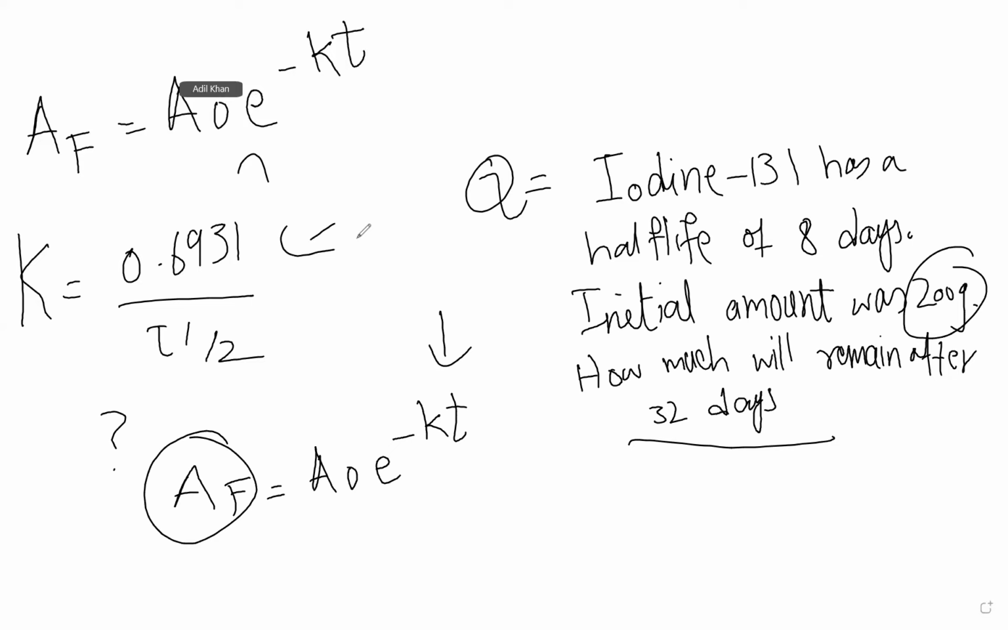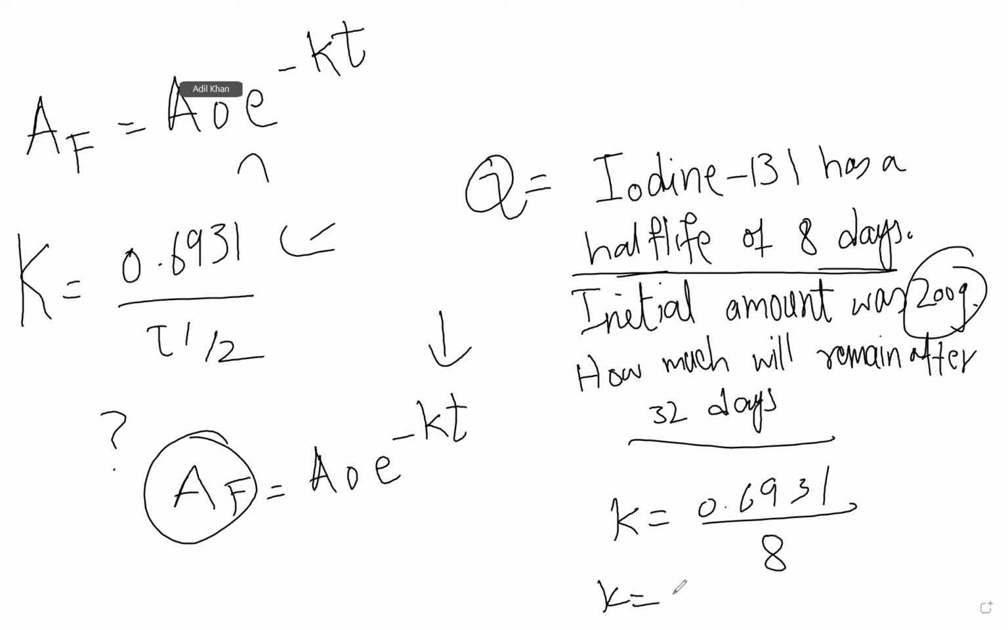So let's find the k. k equals 0.6931 divided by the half-life, the time required to get something to half its amount. So k equals 0.6931 divided by 8, which is 0.0866. So this is our k value.